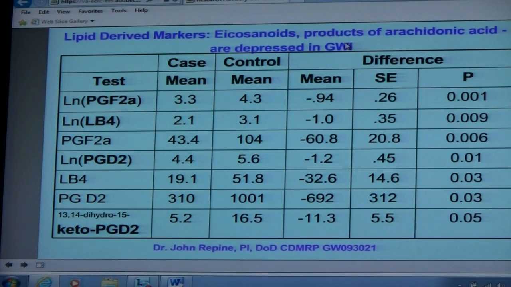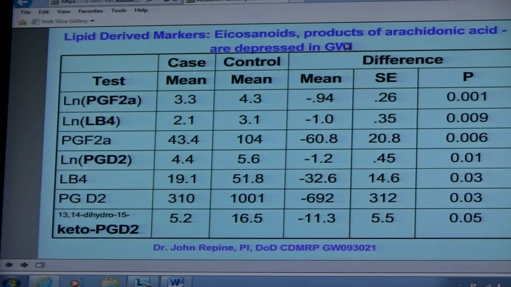And the findings here are an effort we did with Dr. John Beepine, who was the PI, and we recruited the participants and actually did some of the analyses in this DoD-funded effort, in which he looked primarily at arachidonic acid derivatives in the form of prostaglandins, for which PG is the abbreviation, and leukotrienes, which start with L.